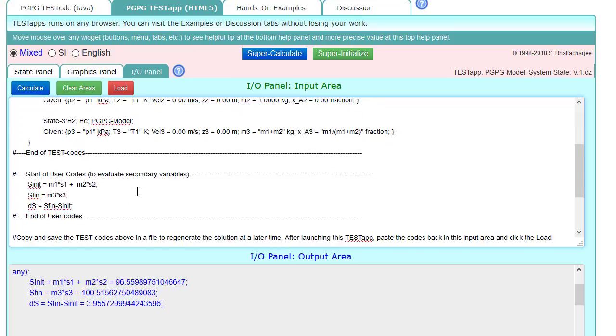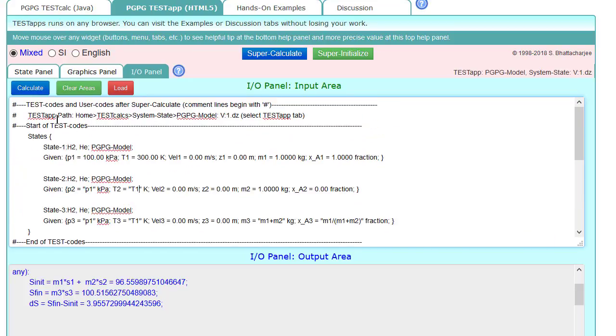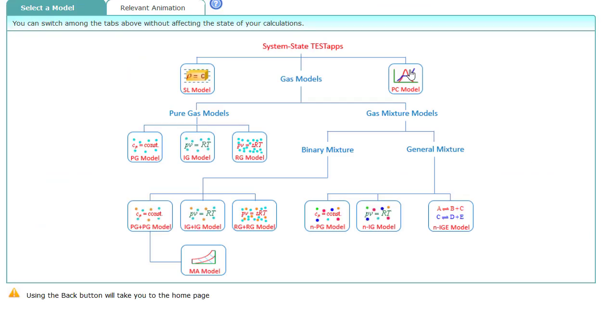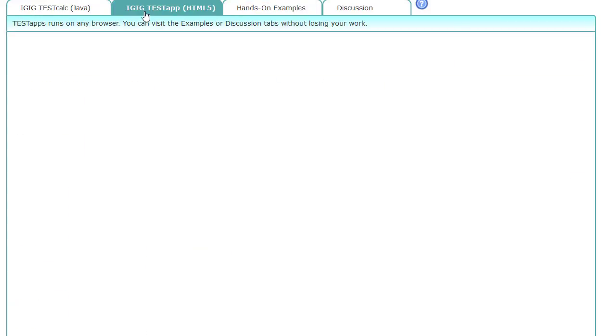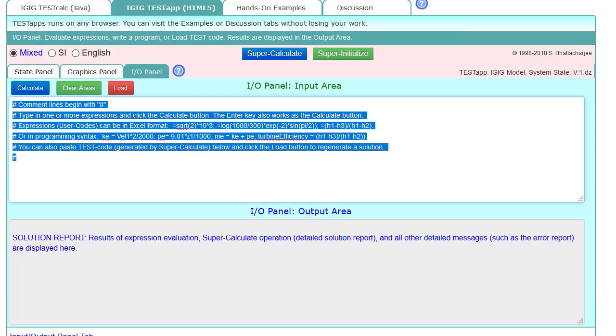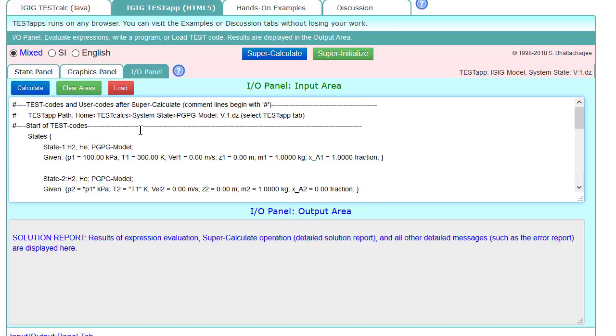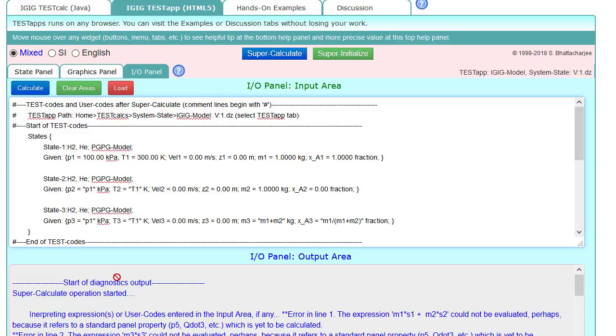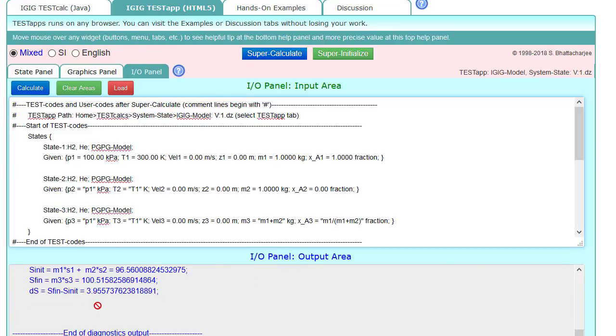Since there's no temperature difference we could actually also use the binary IG model. And how you would do that is either redo all the steps we just did, or you can copy and paste all this code, Control C, and then go to the system states, IG+IG model, and then just go straight to the I/O panel and paste that code in, and then you hit load, super calculate, and then down here you can see that again we got 3.955 for the change in entropy with the helium, so we get the same answer.